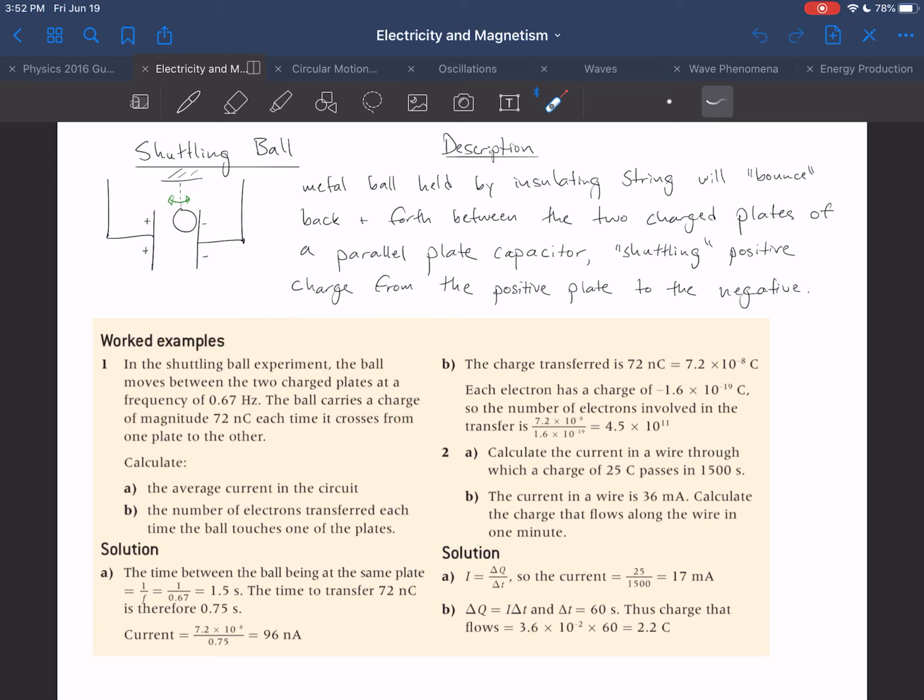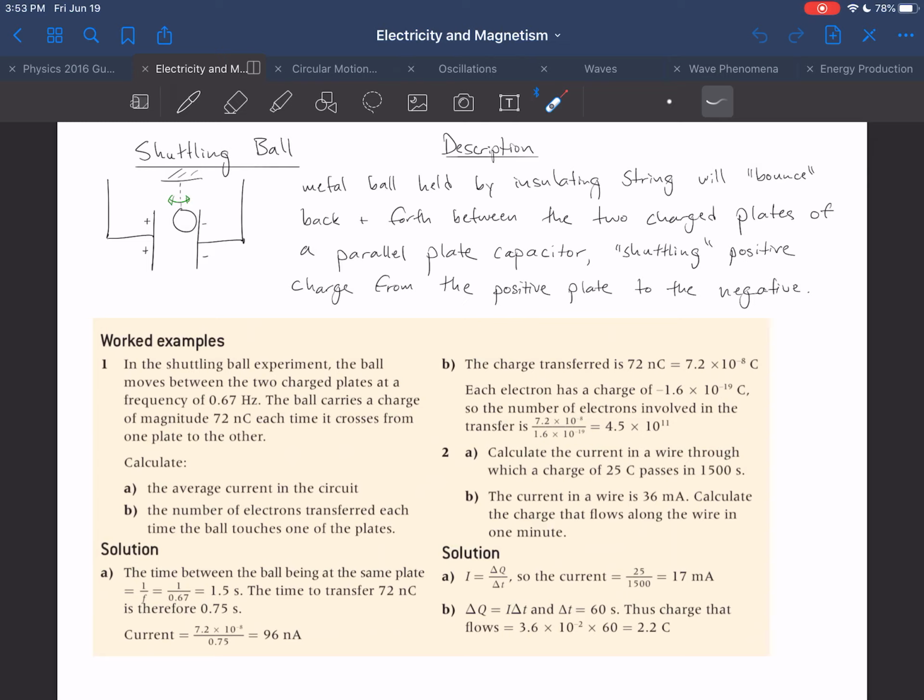Why? Because charge is transferring over time from this area to this area, or vice versa, and as a result, there's a current. You could calculate the amount of charge and divide it by the amount of time that it takes, and that'll give you the current. And that's what this worked example is about. But the big picture is that this kind of situation counts as electric current. If you have charge moving back and forth, that's an electric current.